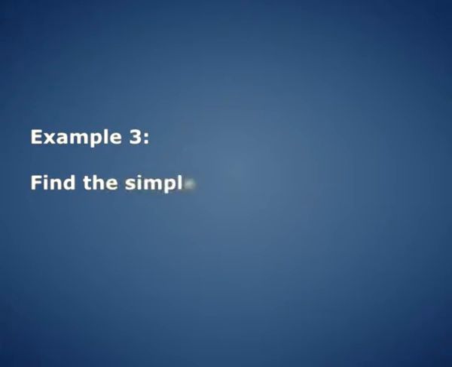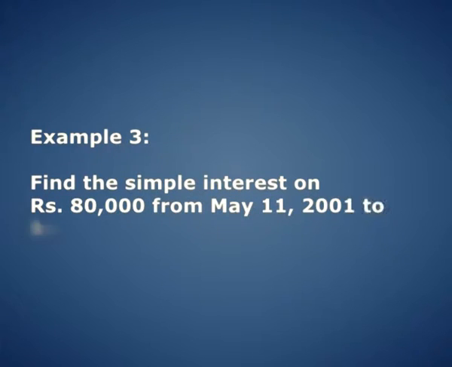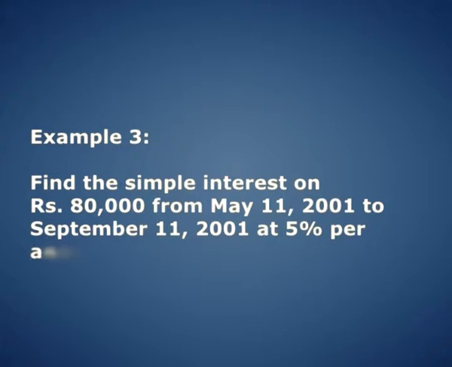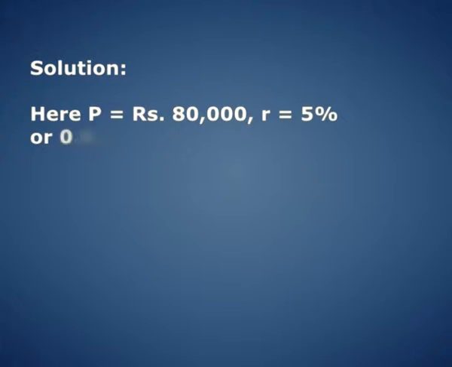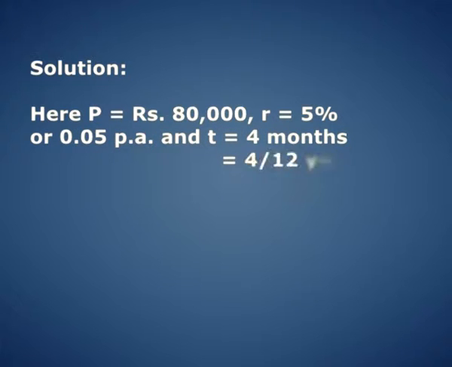Now let's see example 3. Find the simple interest on rupees 80,000 from May 11, 2001 to September 11, 2001 at 5% per annum. So we see here the time period is around 4 months. Now let's see the solution here. Here P, the principal amount, is given as rupees 80,000, rate of interest is given as 5% or 0.05 per annum, and time period is 4 months, so that is 4 by 12 years.